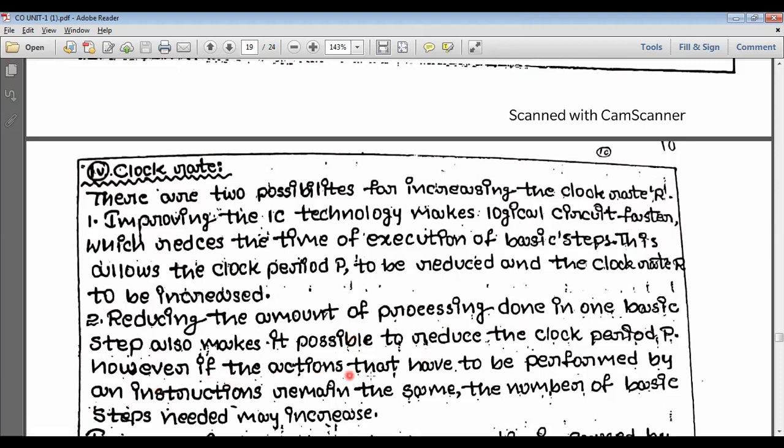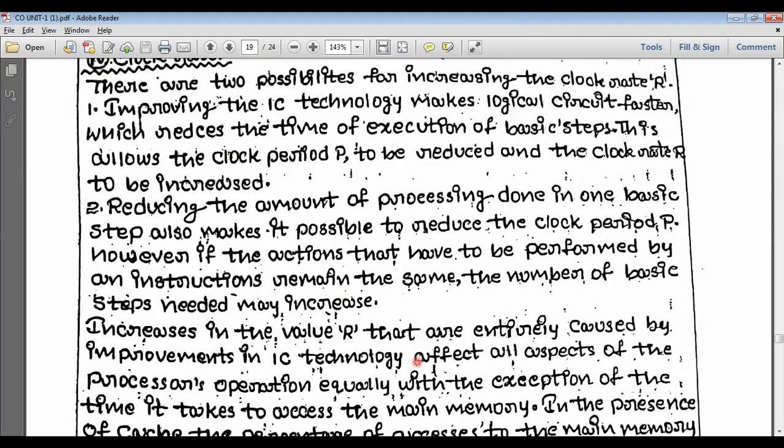However, if the actions that have to be performed by the instructions remain the same, the number of basic steps needed may increase.